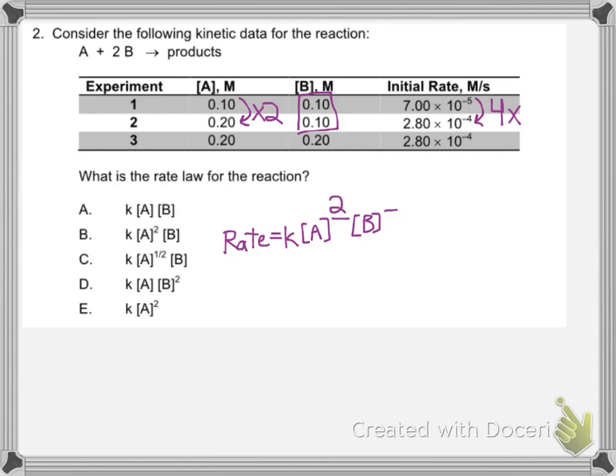Up next, let's figure out what contribution B has to the rate law. Between experiments 2 and 3, we hold A constant and we double B. And when we double B, the rate goes from 2.8 times 10 to the negative 4th to 2.8 times 10 to the negative 4. Oh. So we can see changing B makes no difference on our rate, so it must be 0th order. So our overall rate law is just going to be rate is equal to k[A]^2.